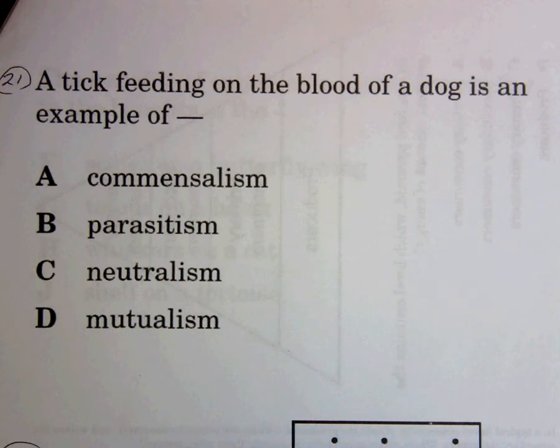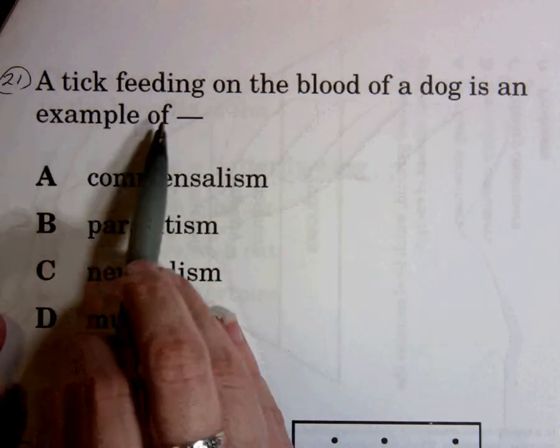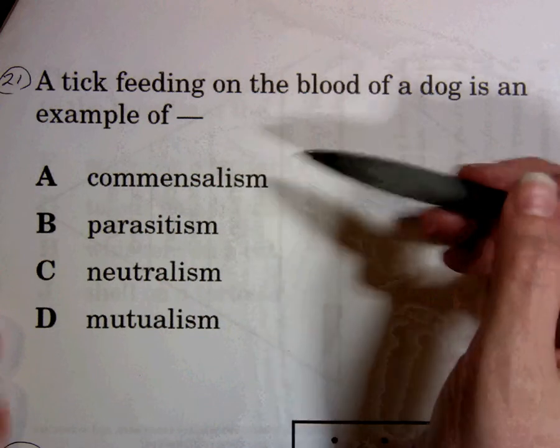Biology Review number 21 and 22. 21 says, a tick feeding on the blood of a dog is an example of. Well, let me show you real quick.